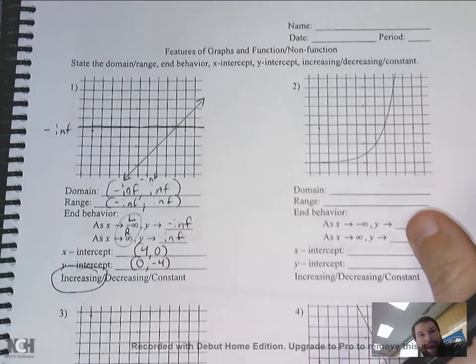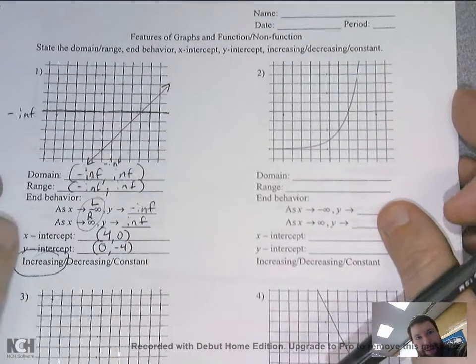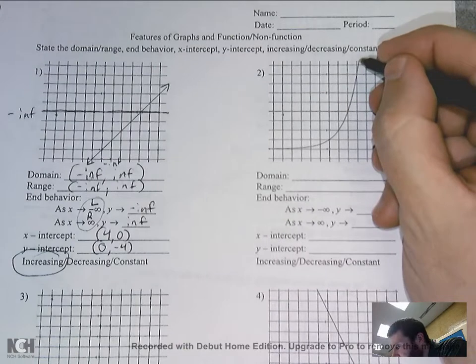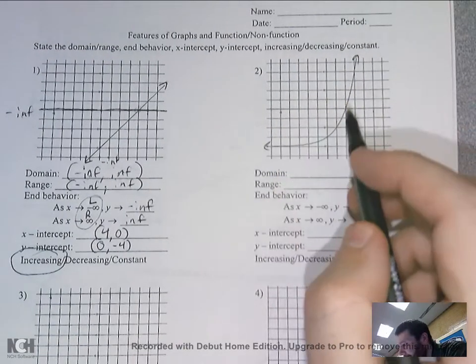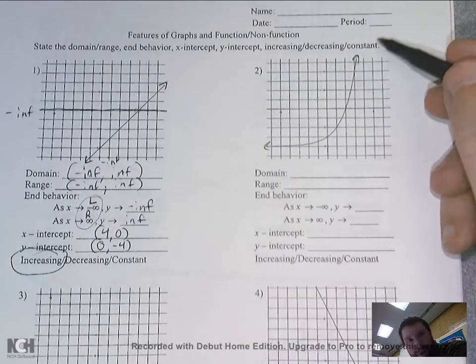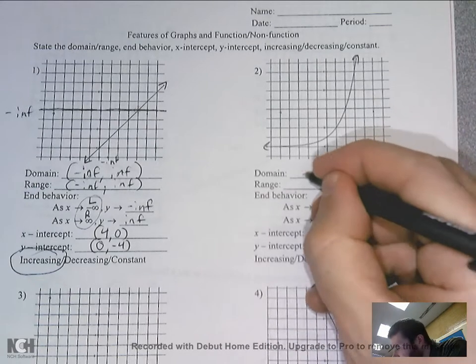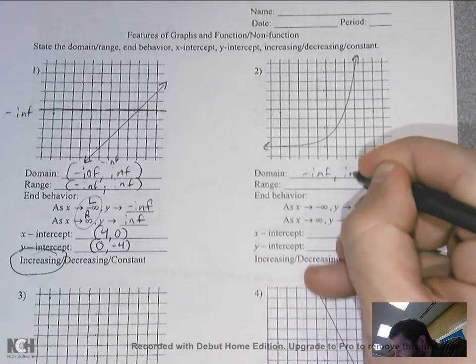Okay? All right, I'm going to move a little bit quicker from now on because I kind of explained everything. So this one is going left forever and going right forever, so negative infinity and infinity.